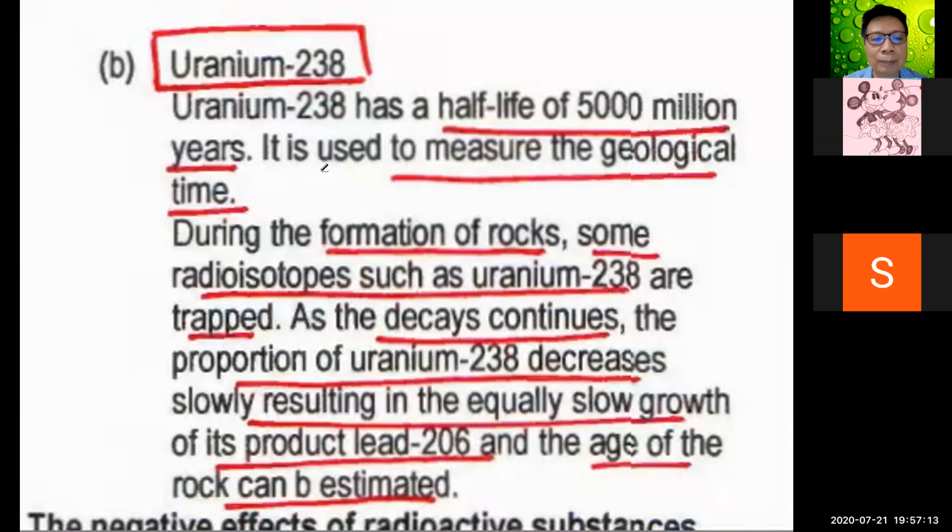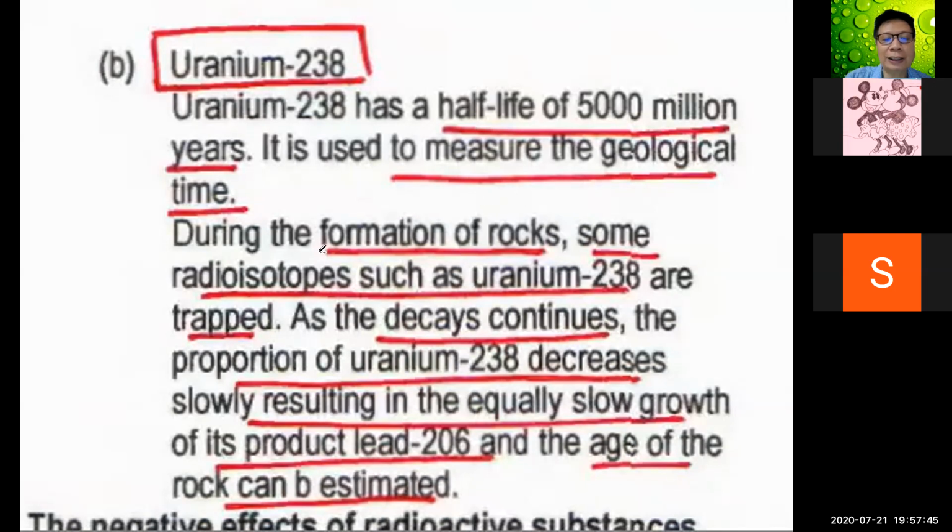Okay, uranium. It is used to measure geological time. To measure geological time means to find the age of our planet, our universe. How old already are our sun, our other planets, the moon? That is called geological age, or time, during the formation of rock.